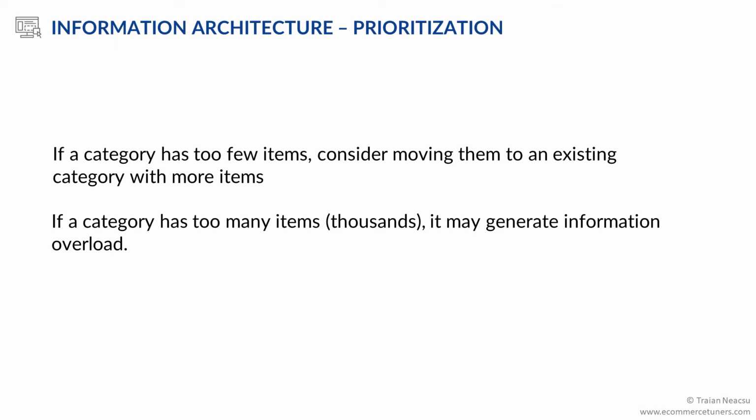If a category has too few items, consider moving them to an existing category with more items, but do this only if the new categorization makes sense for users. If a category has too many items, it may generate information overload. In this case, you can break the category into smaller subcategories or create a user experience that allows better scope selection before displaying a list of items.